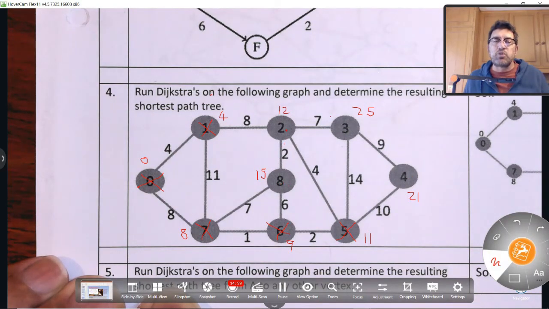Now, if I look at what's left, I've got 15, I've got 12, 25, and 21. If I look at 12, let's start with the smallest one. To get from 12 to here is 2 more. So that gives me a total of 14, which cancels the 15. So the weight there is 14 at that particular vertex. Okay, then I go to the next one. To get from 2 to 3, I need to add 7. So that's 25, and this gives 19. So already I've changed the 25 and the 19.